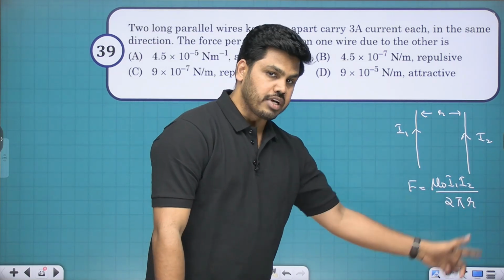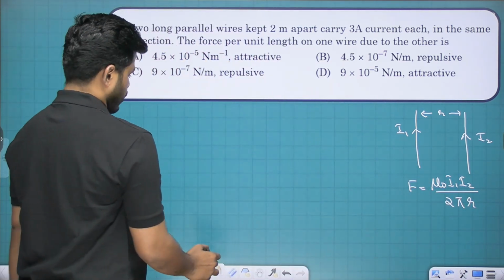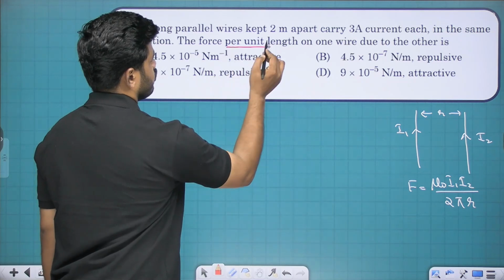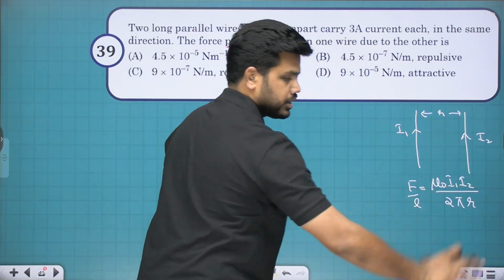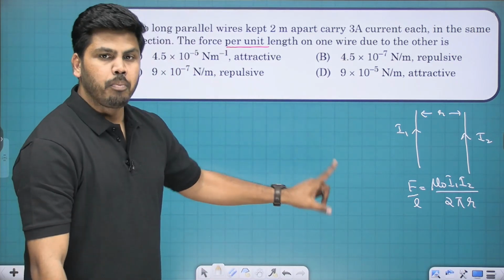Then you will get the total force acting on the conductor. Here you are asked to find the force per unit length. So it is F by L, which is mu naught I1 I2 by 2 pi R.